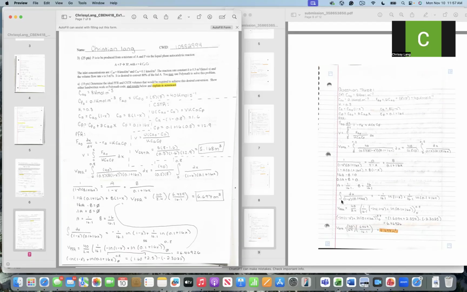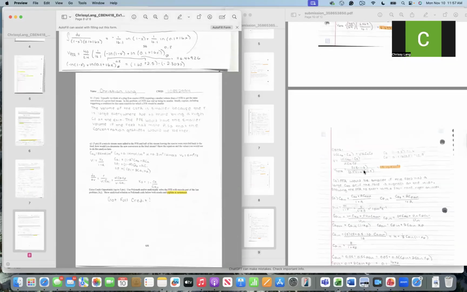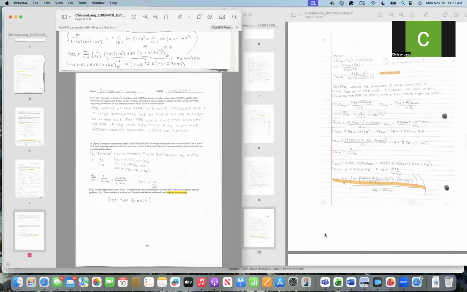And then I went on in part B to explain that the CSTR holds the high product concentration throughout, which boosts the rate everywhere, while the PFR only builds product along the length. So under these conditions, the CSTR can be more volume efficient. I then state that the volume of the CSTR is smaller because the rate is large everywhere due to it being at a high CP at the exit, and then the PFR would be the smaller volume if fed product. So that concentration gradient would be better.